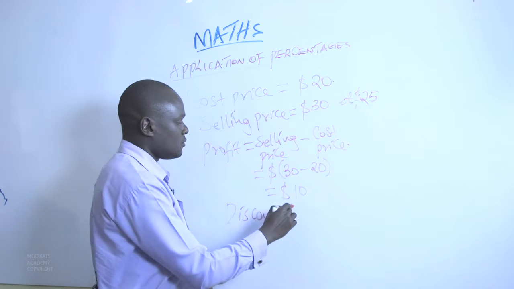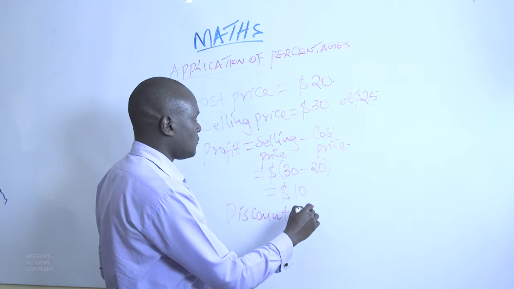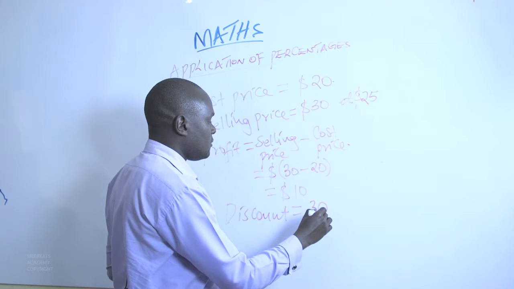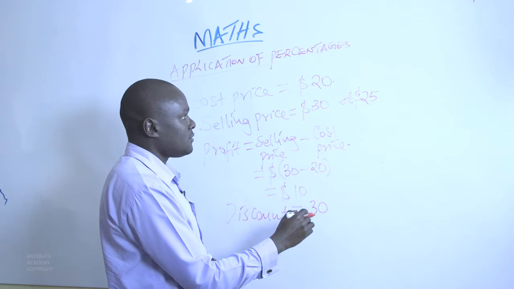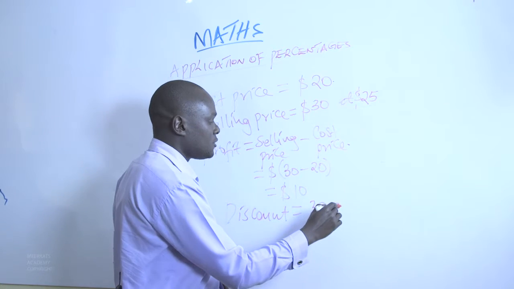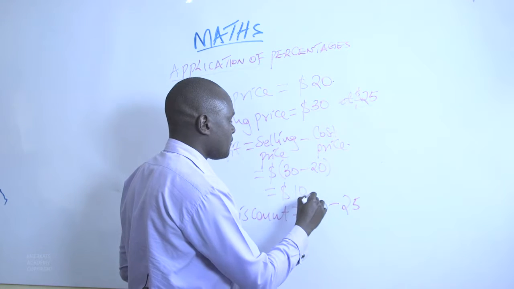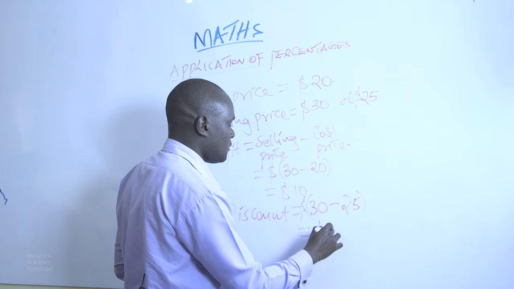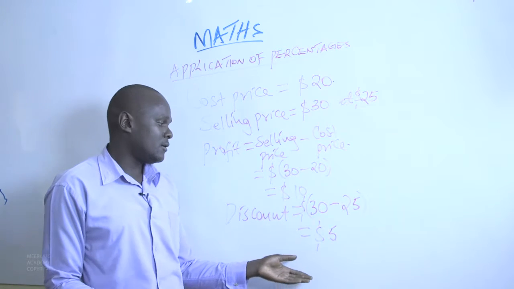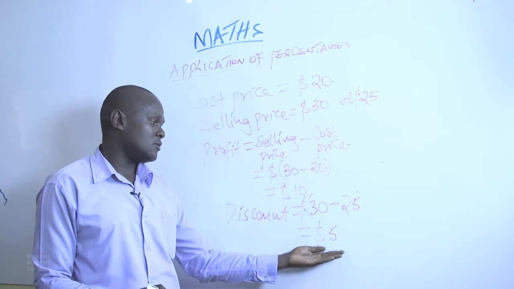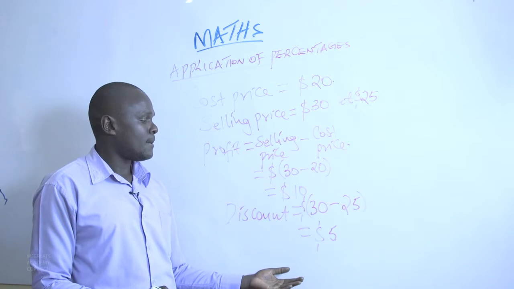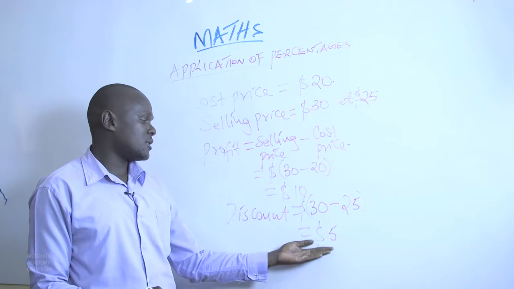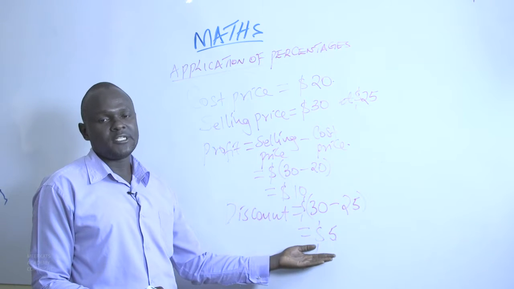A discount, which will be equal to the price attached on those pies minus the negotiated price, which is 25, giving us $5. So the $5 that we get here is basically the discount, and this particular amount can also translate to a percentage discount.